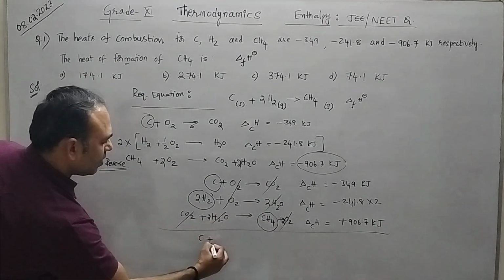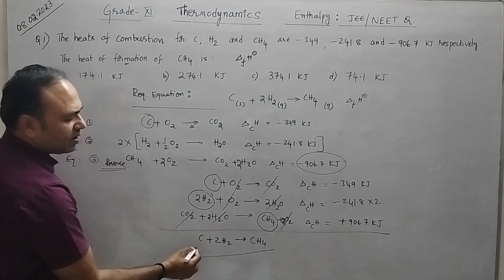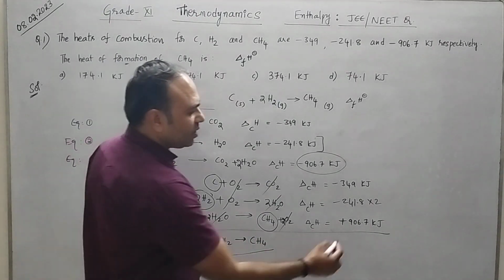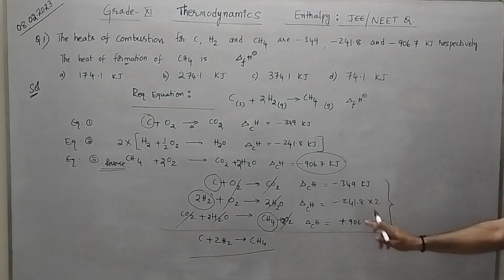Therefore C plus 2H2 gives CH4. We got the required equation. Now we need to take care of the calculation part. Hope you have understood this.